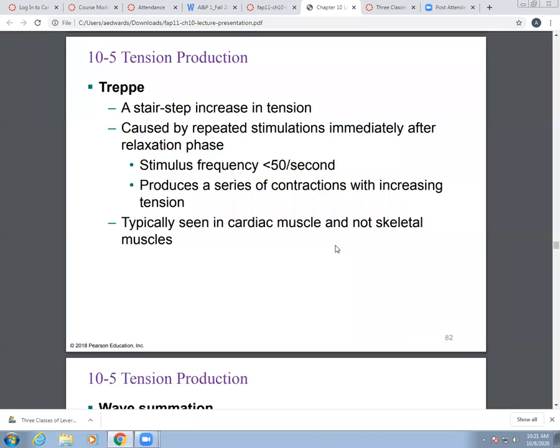Okay, different kinds of twitches. One type of twitch is called treppe, and treppe rhymes with step. So if you see stepwise increases in tension, it's treppe. And this happens when you get repeated stimulations right after the relaxation phase. Here, the frequency of the stimulus is going to be less than 50 per second. You get a series of contractions, and you get increased tension. You'll usually see treppe in cardiac muscle, not in skeletal muscle.